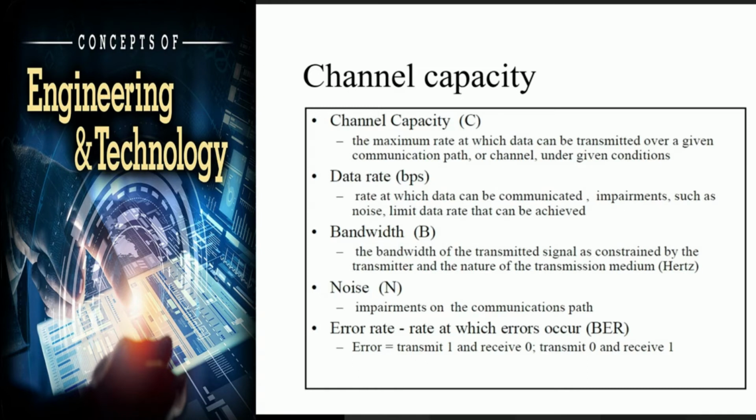Then the error rate is calculated, the rate at which errors occur. For example, if you transmitted 1 and received 0, or if you transmit 0 and receive 1, that is nothing but an error. Our aim is that whatever original information we transmit has to be received at the receiver end. If you are not receiving the exact information, then that is an error occurrence.